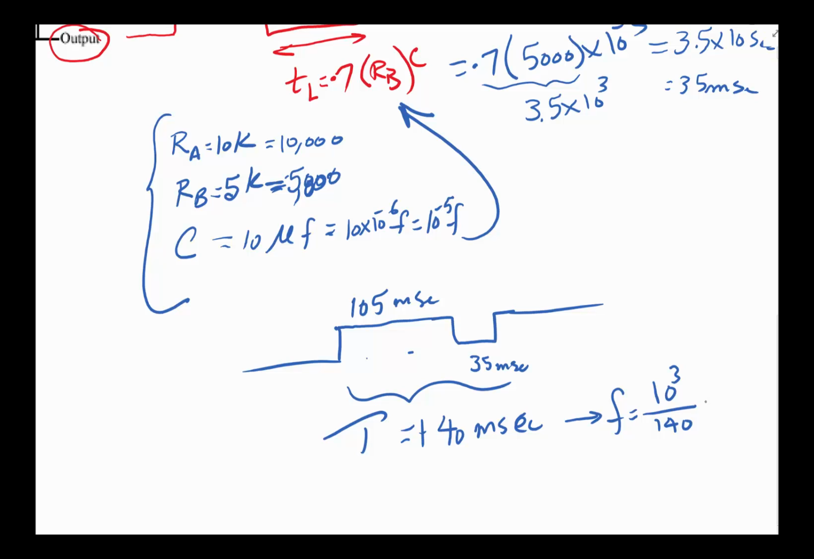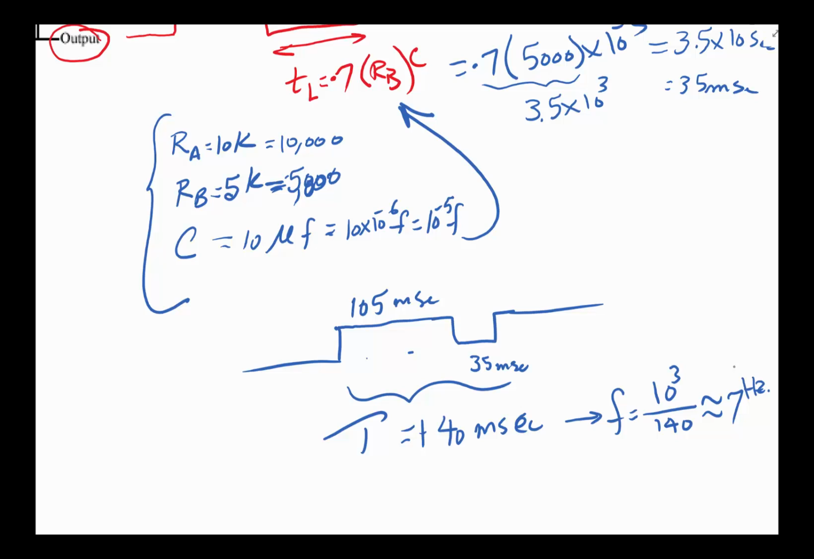So approximately 7 hertz. Okay. Of course, as you make the capacitors smaller and the resistors smaller, the frequency is going to keep going up. So this one is going to be basically pulsing 7 times a second for us.